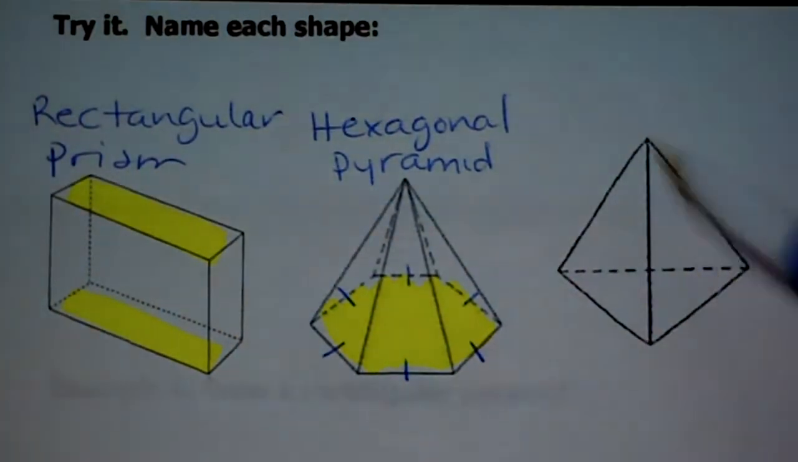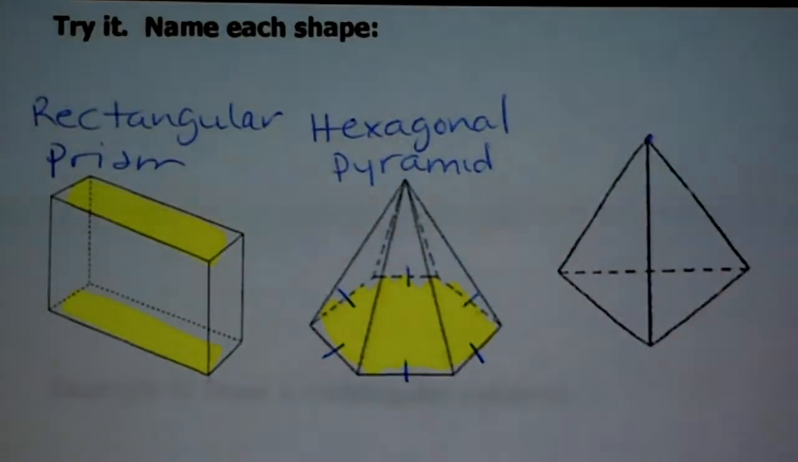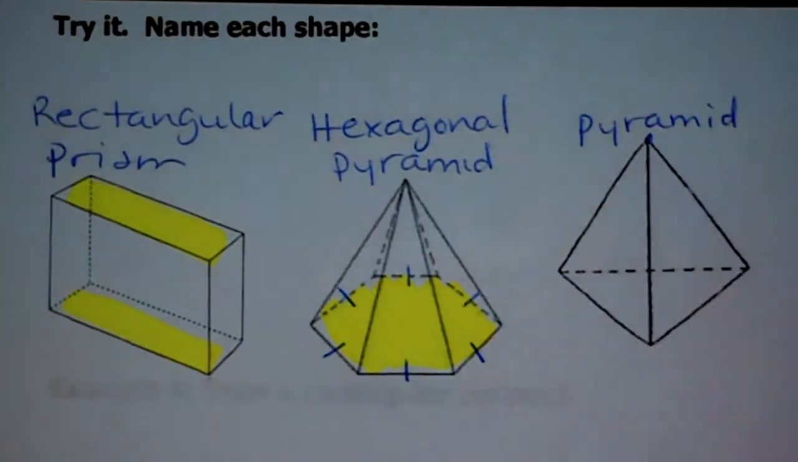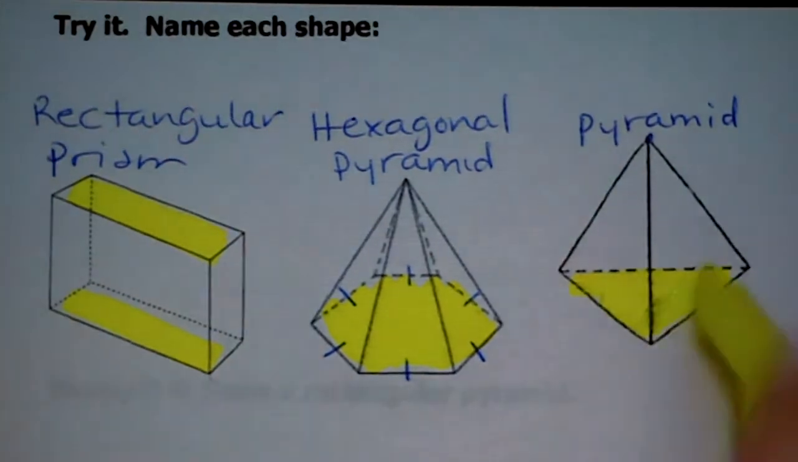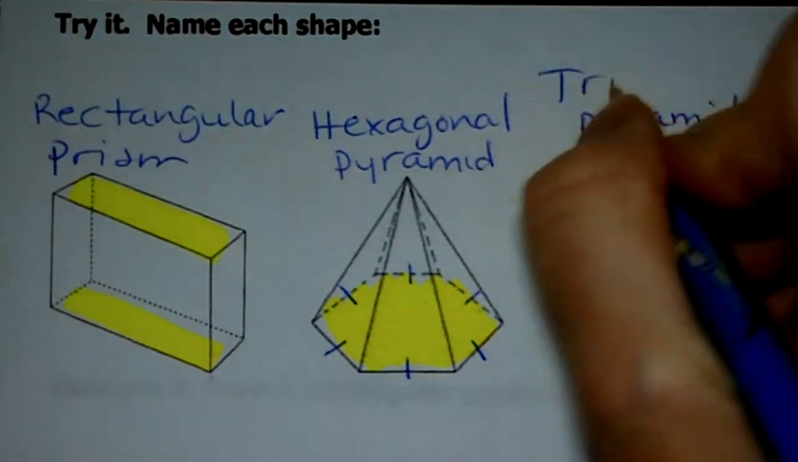Okay, take a look at the next one. All right, I see that I have triangles all around and everything comes to one point up at the top. This is also a pyramid. And when you look at the very bottom of this pyramid, this one base that we have, this is a triangle, right? So that makes this a triangular pyramid.